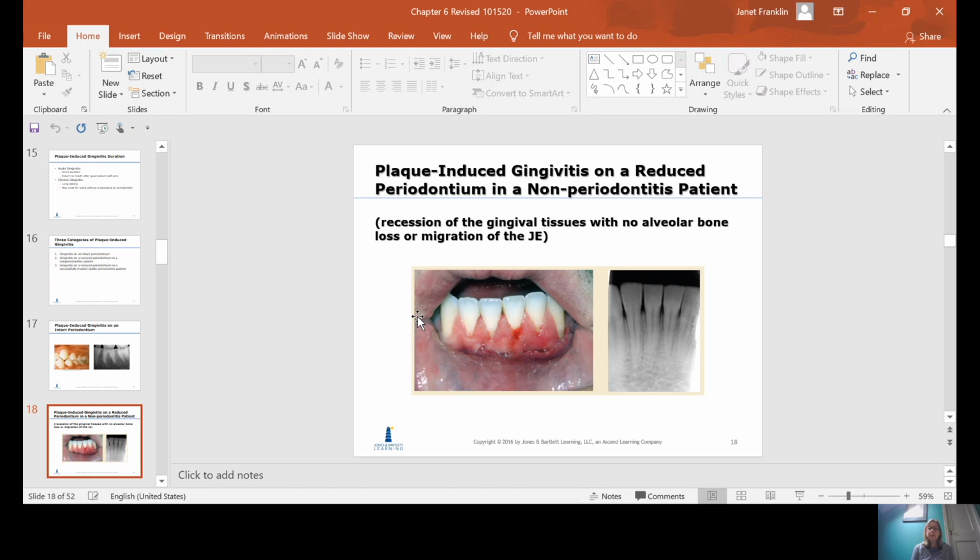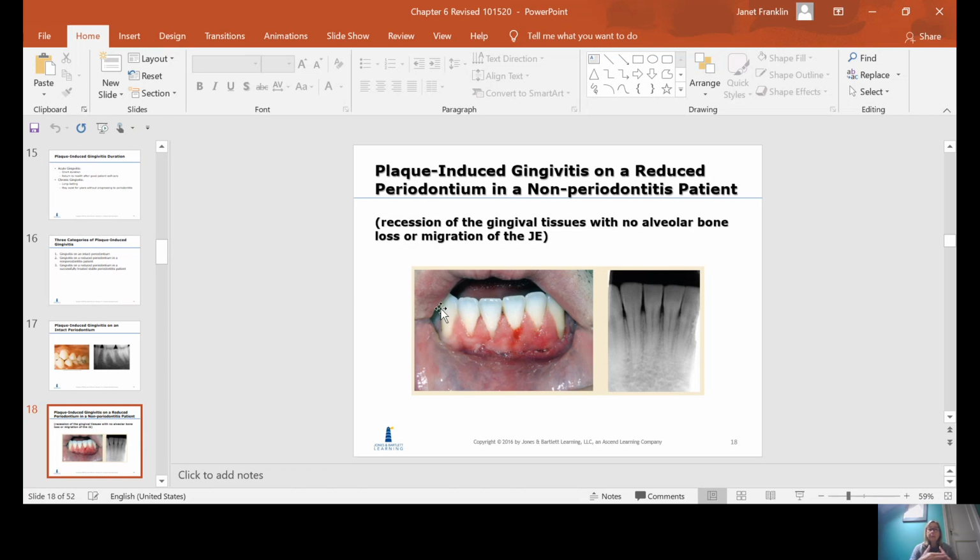Then you've got plaque-induced gingivitis on a reduced periodontium in a non-periodontitis patient. So if you look at this patient, you see they've lost some clinical attachment. They've got all this recession going on. This might be a patient who wore braces and had some severely rotated, crowded lower incisors. The orthodontist moved these teeth.